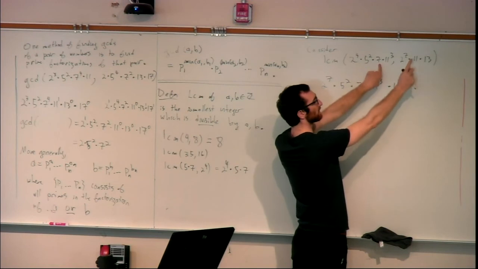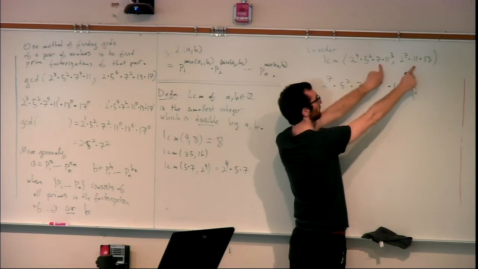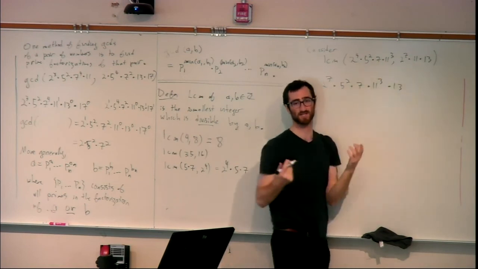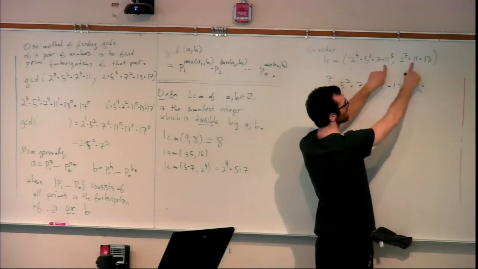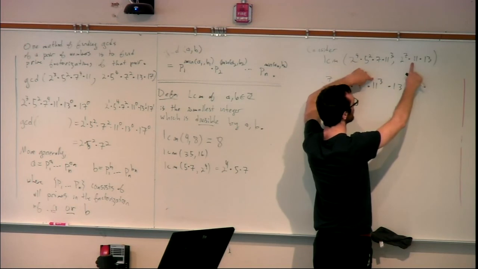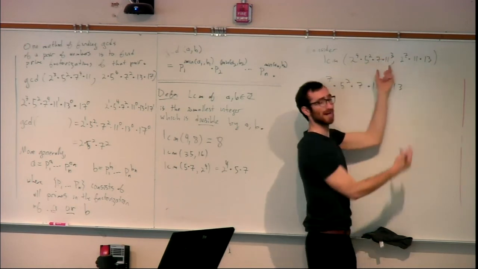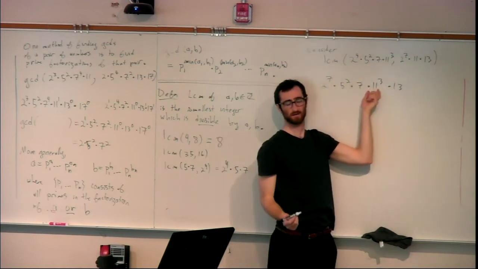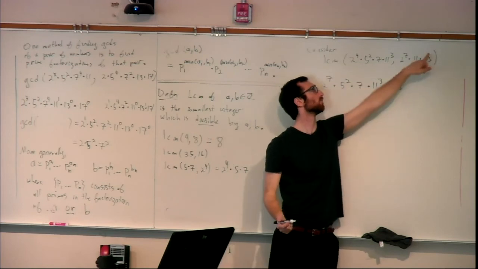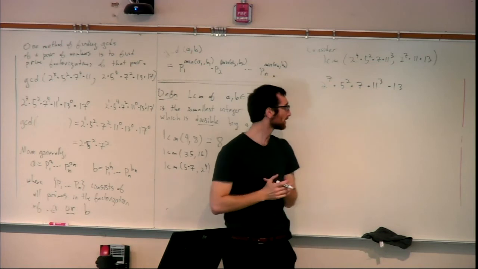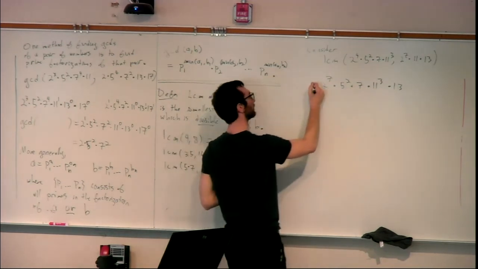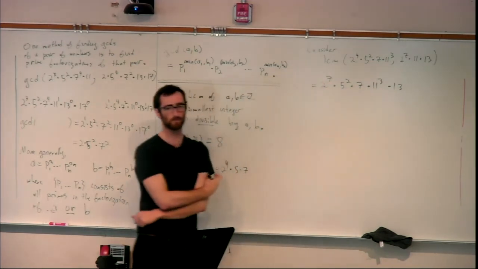A 7 appears here, no 7 appears here, so I take a 7 to the 1. 1 is the maximum of 1 and 0. Similarly, if I look at 11, 3 11s appear over here, only 1 appears here. I take the maximum, I get 3. And then here I'm taking the maximum of 1 and 0, I just get 1. Okay?